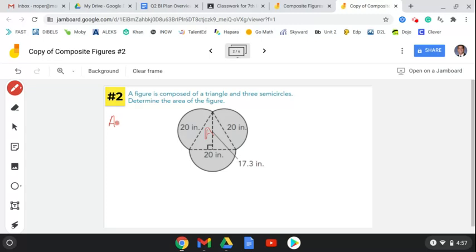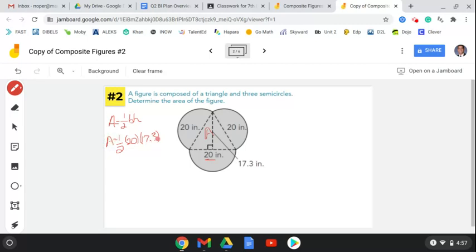Okay, so area of a triangle is 1/2 times base times height. You've been finding triangles in previous grade levels, but this is just a review of the area of a triangle formula. Area equals 1/2 times base times height. So area equals 1/2 of the base, which is 20, right? That's the base of the triangle. The height of the triangle is 17.3. So this will give me area of triangle.